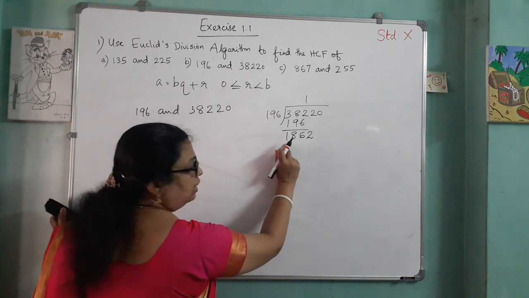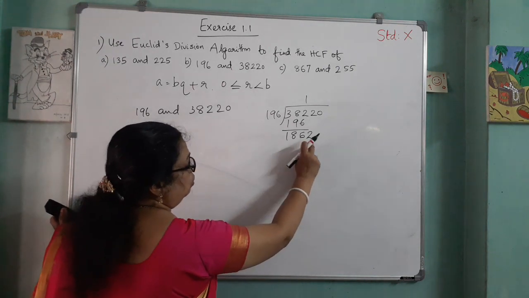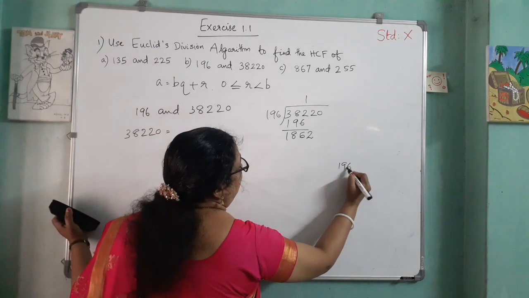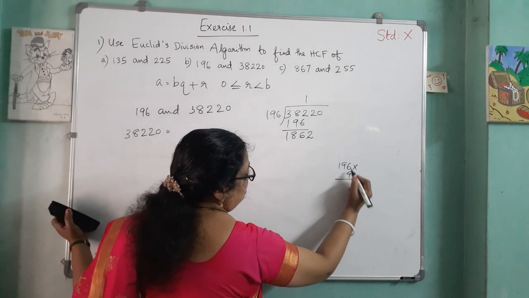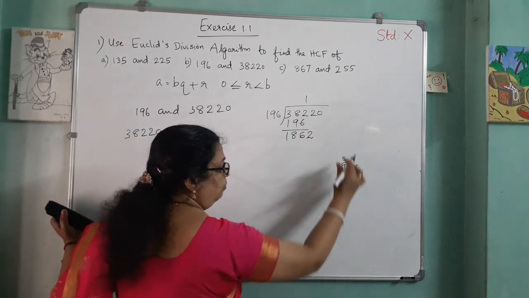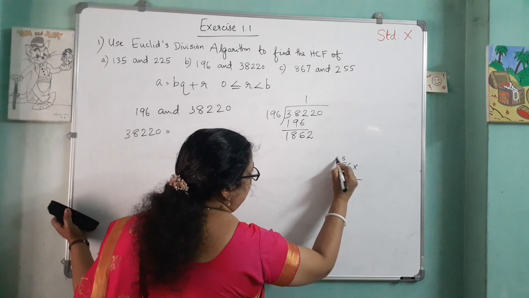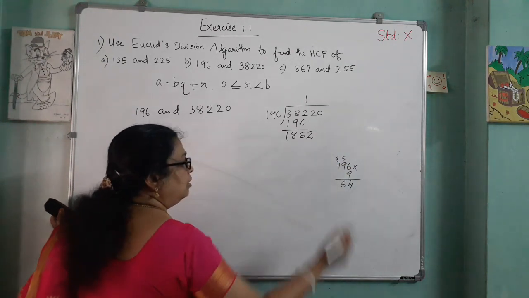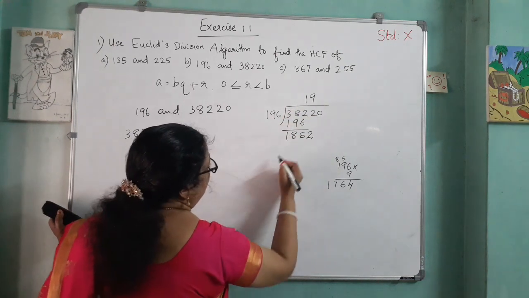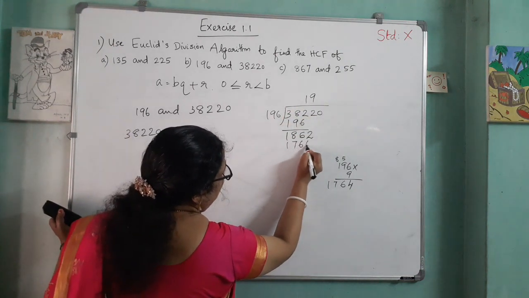Now it will be 1862. So how many times does it go? Then we can check 196 into 9. 6 9s are 54, 5 carrying. 9 9s are 81 plus 5, 86, 8 carrying. 9 into 1, 9 plus 8, 17. So we can write 9 here and 1764.